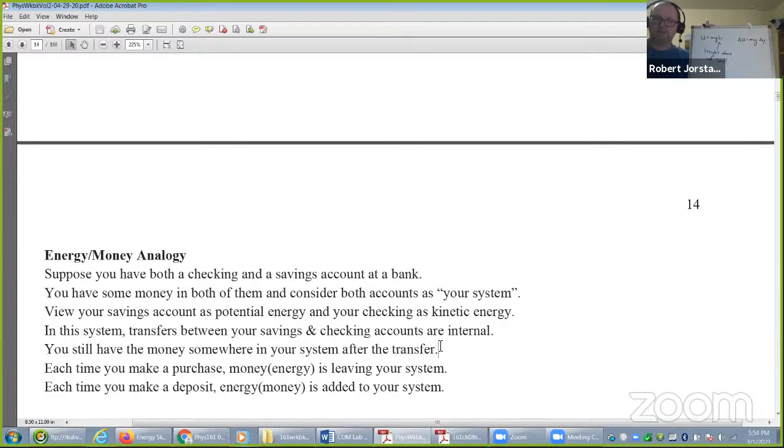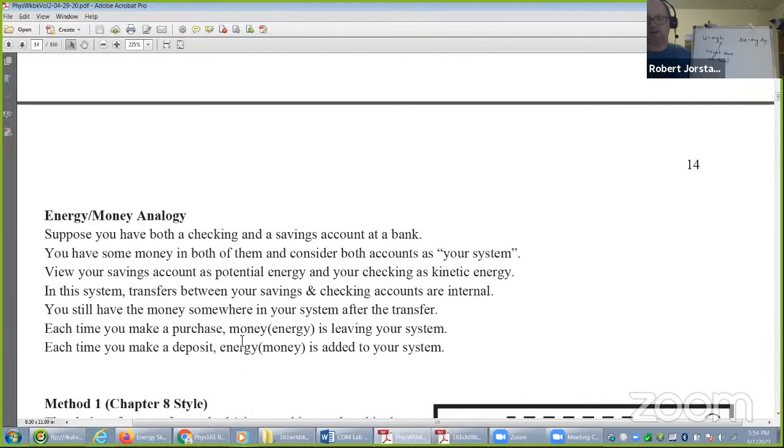Now, here's where things get tricky. If you purchase something, money leaves your system. If you get a paycheck and you deposit it, money is added to your system. And so in the real world, energy is not always conserved. Money is not always conserved, right? Most often, money is leaving our bank accounts. So unfortunately, we usually have losses.